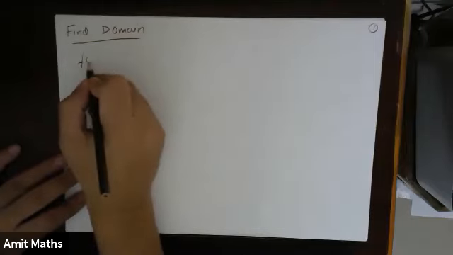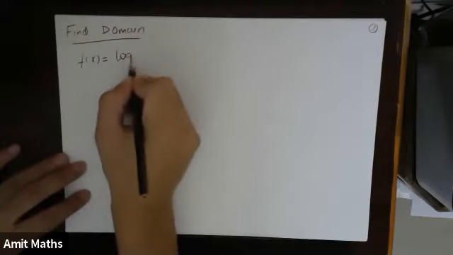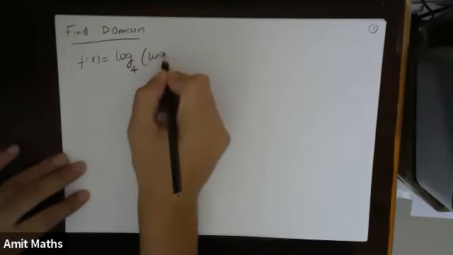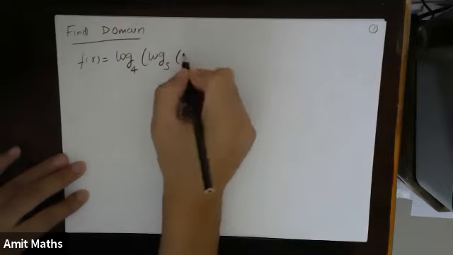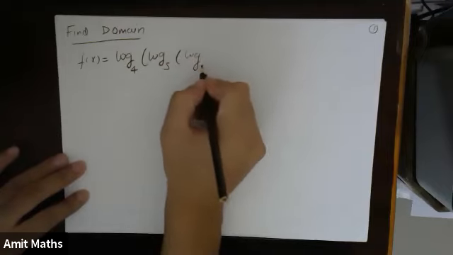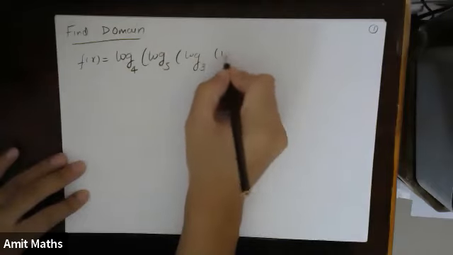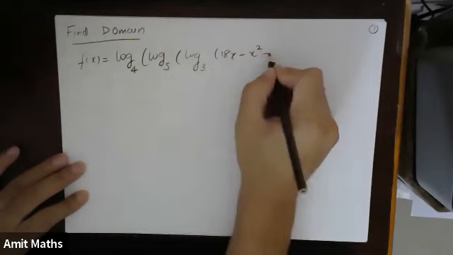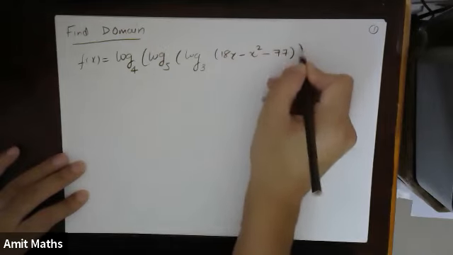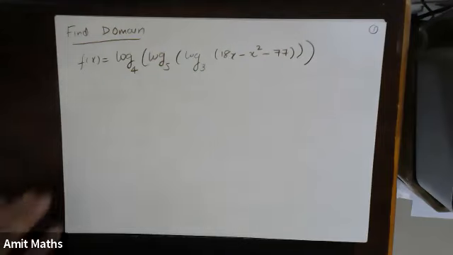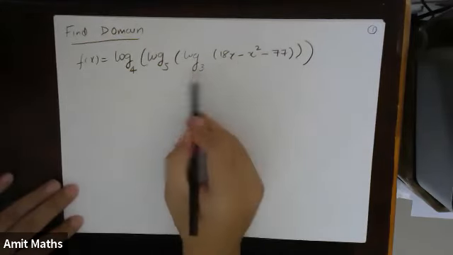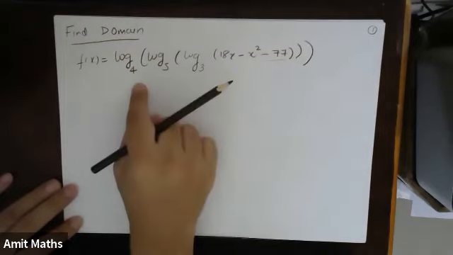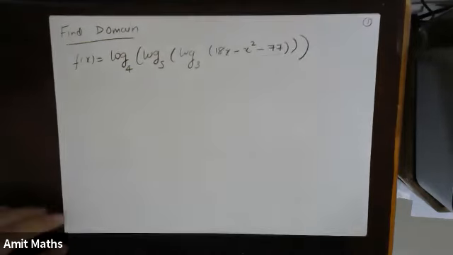the function f of x equals log base 4 of log base 5 of log base 3 of 18x minus x square minus 77. Find the domain for this function, where this is log base 3 of this whole thing, log base 5 of this whole thing, and this whole thing is for log base 4.